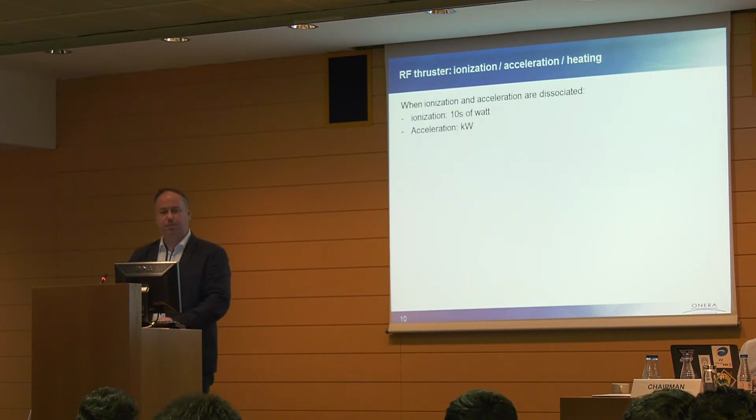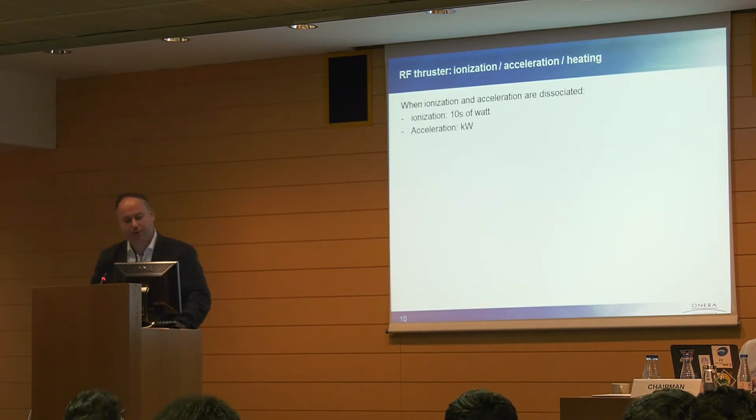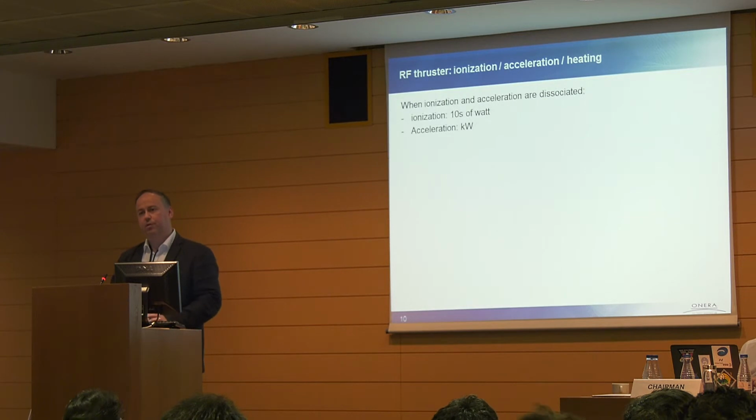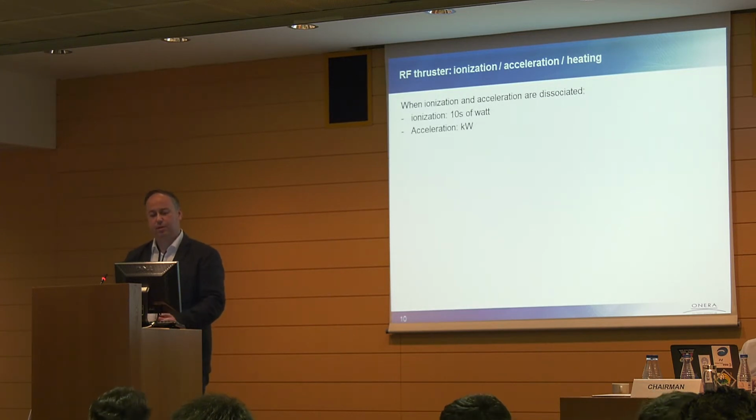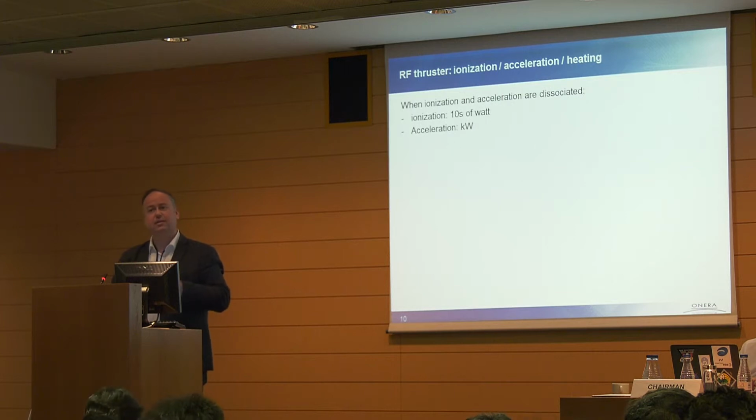So a little bit of definition about what an RF thruster is also. When you have a thruster, you usually have an ionization and an acceleration process. The best way to think about it is when they are dissociated, like in an ion engine. First you have an ionization, but that doesn't take a lot of power. That takes tens of watts, for example, to ionize the gas. And then you have the acceleration.